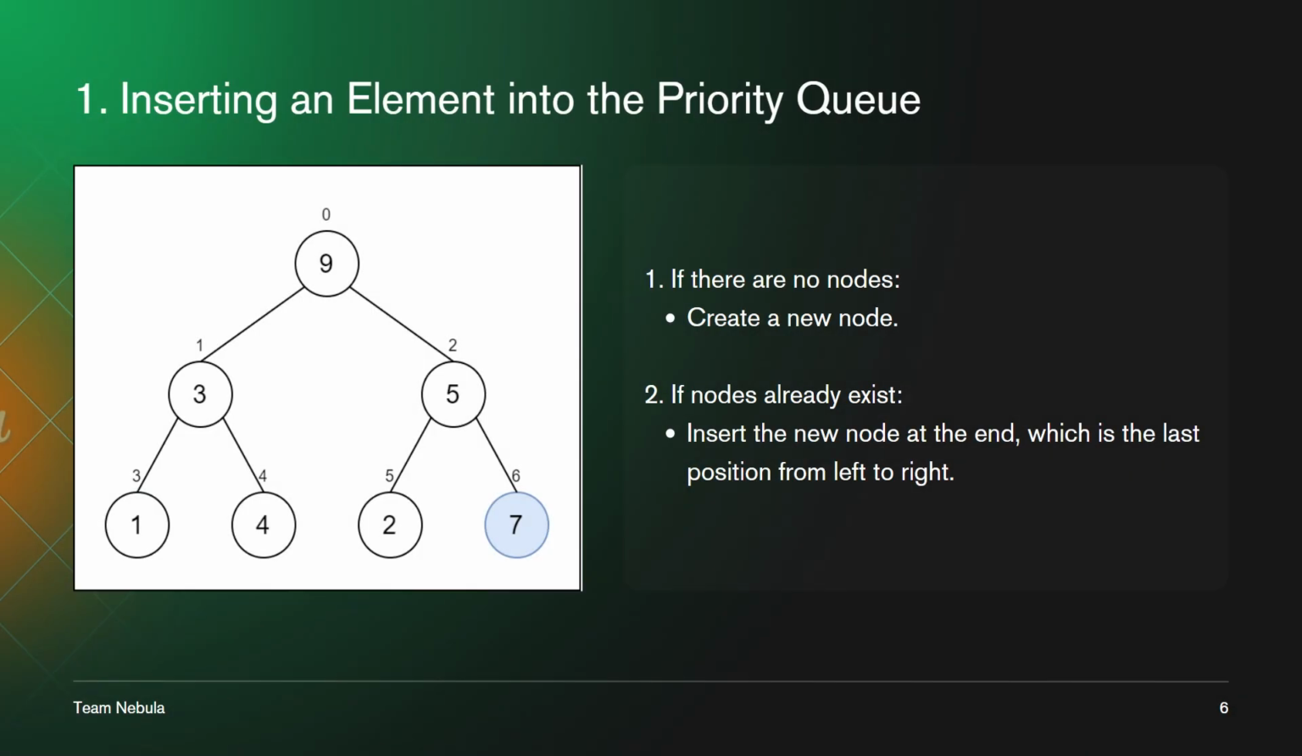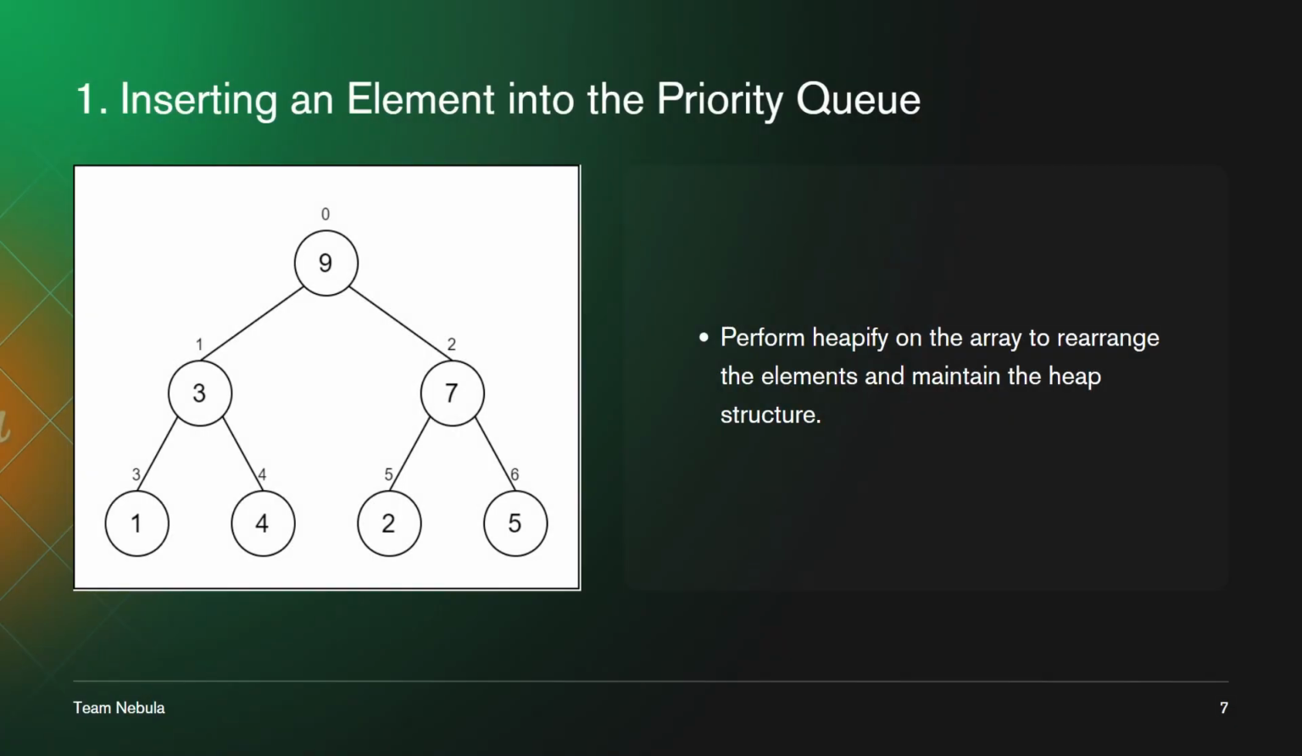Here is the algorithm for inserting an element to a priority queue, which is a max heap. If there's no node, create a new node. If there are already nodes, insert the new node at the end, which is the last position from left to right. Perform heapify on the array to rearrange the elements and maintain the heap structure.